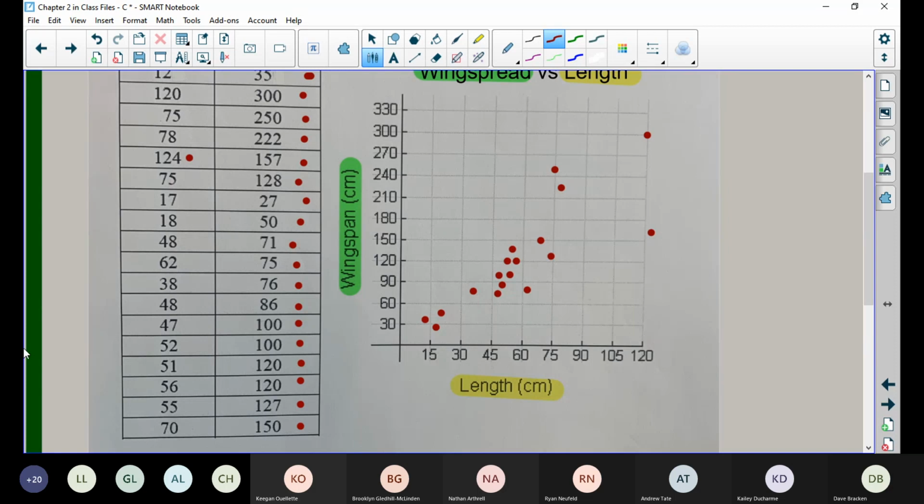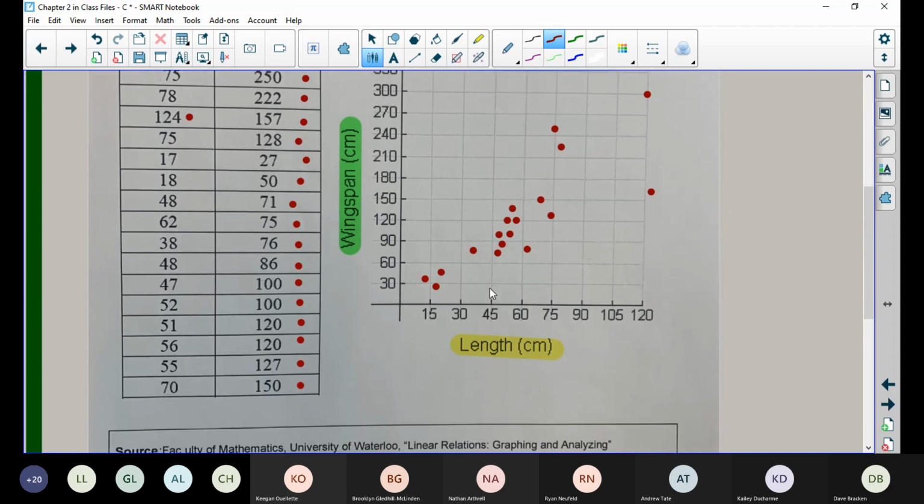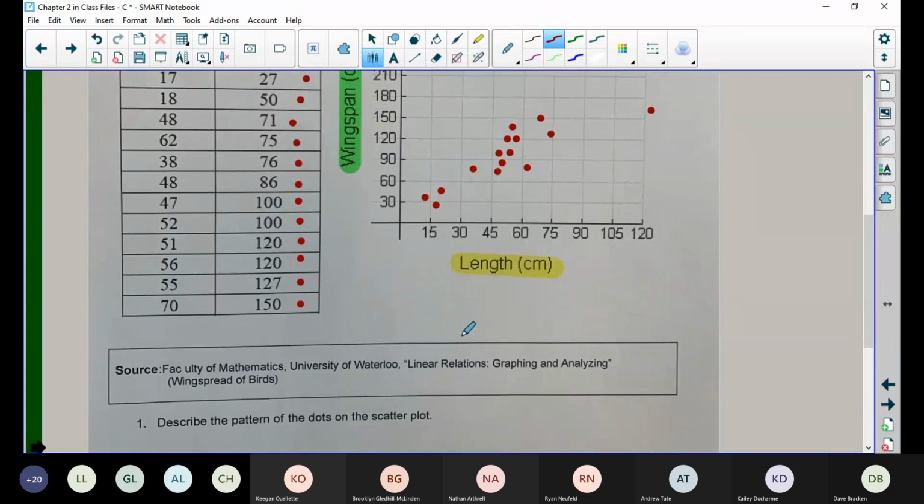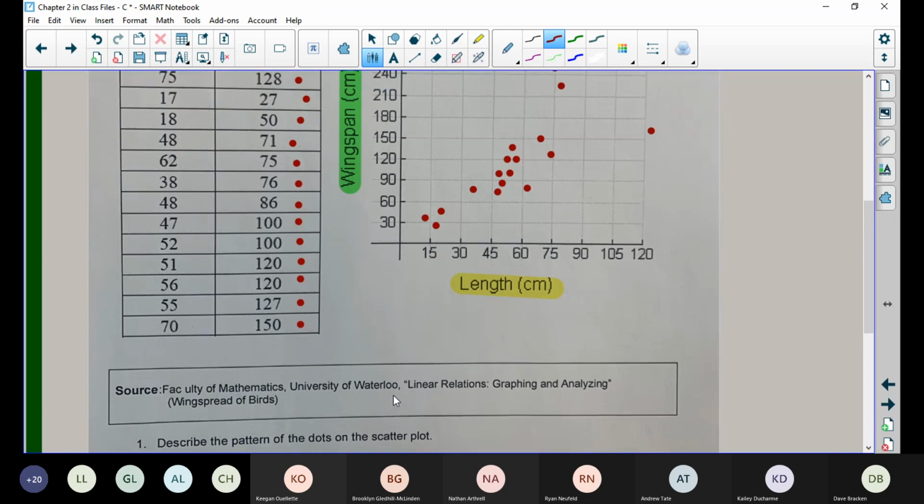So a few more people here. And as those people are finishing up, perfect. We got a couple more left. Just as those people are finishing up, let's answer these two questions at the bottom. This is from the University of Waterloo. This was data from Waterloo. And here's the very first question. Describe the pattern of the dots in your scatter plot.